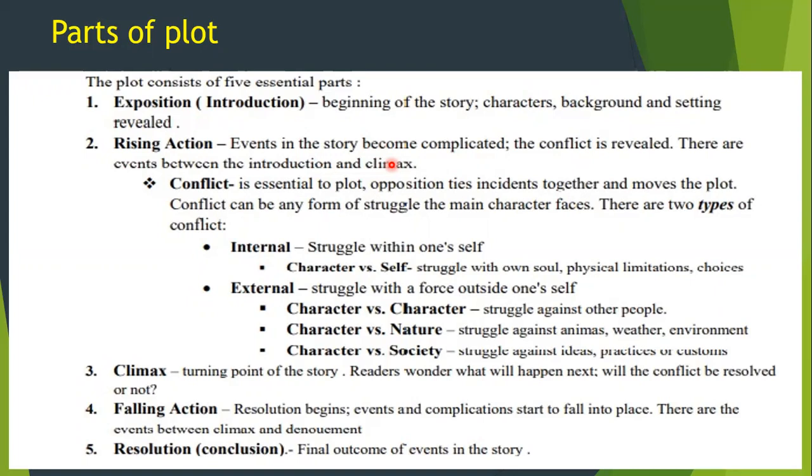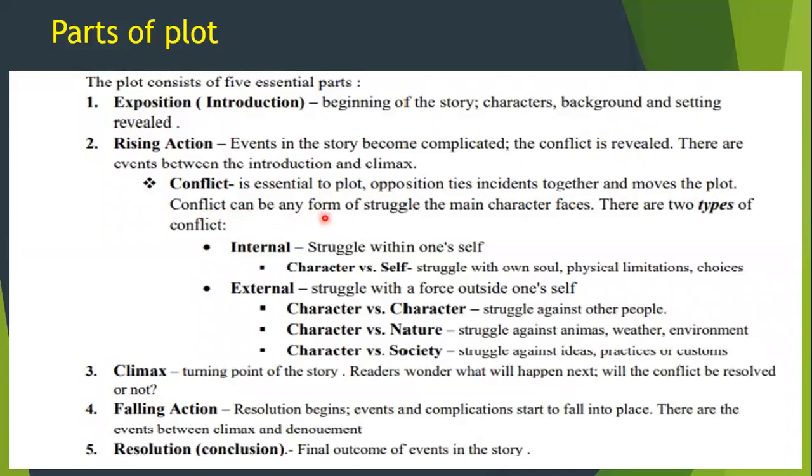So what is the conflict? What's the definition of conflict? Conflict is essential to plot. Opposition ties incidents together and moves the plot. وهي اللي تخلق الصراع أو تضاد الصراعات الموجودة في داخل الحبكة، وهي التي تحرك الحبكة، وهي مهمة جدا في تحريك الحبكة. الكونفليكت مثل سكة القطار التي تربط الأحداث.